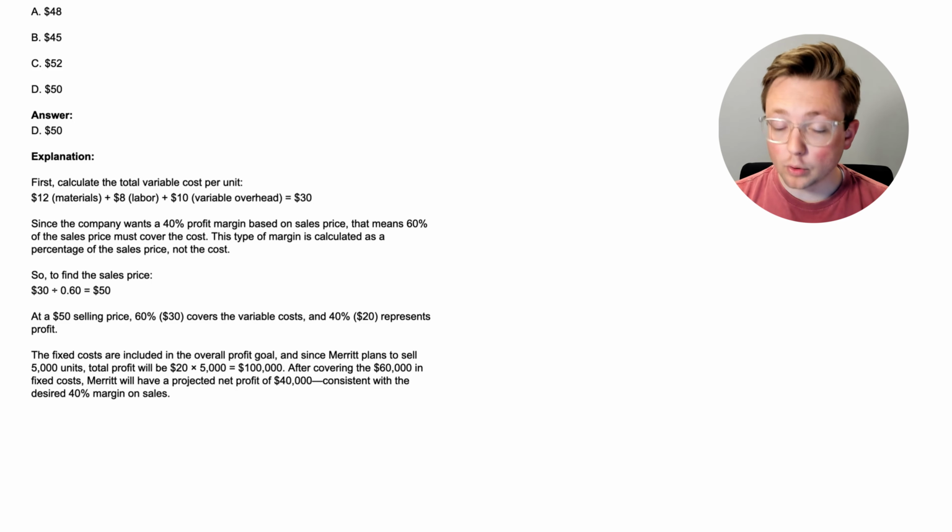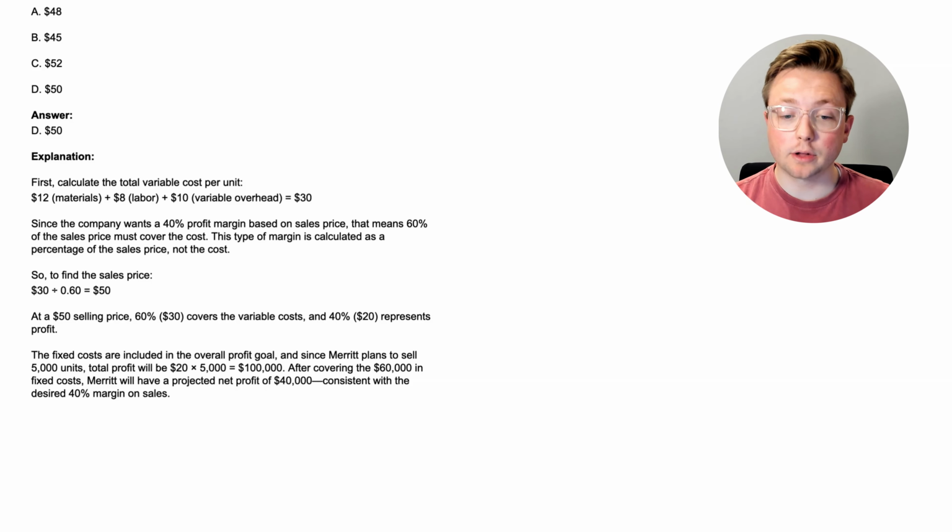Since the company wants a 40% profit margin based on the sales price, that means 60% of the sales price must cover the cost. This type of margin is calculated as a percentage of the sales price, not the cost. So to find the sales price, we have to take the $30 of variable costs that we do know and divide it by 60%. And that will give us the amount of money that we would have to sell for to be able to get a 40% profit margin. So $30 divided by 60% is $50. So if they had a selling price of $50, then that would mean that 60% would cover the $30 of variable costs. And then the remaining 40% would again be there for working towards profit.